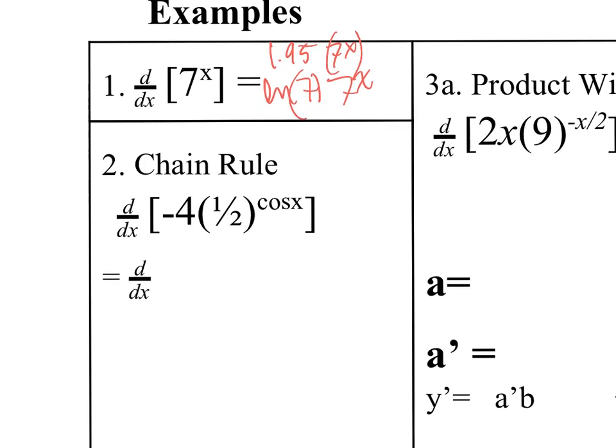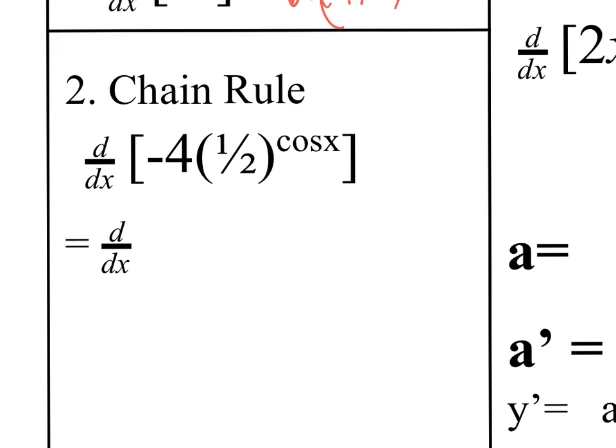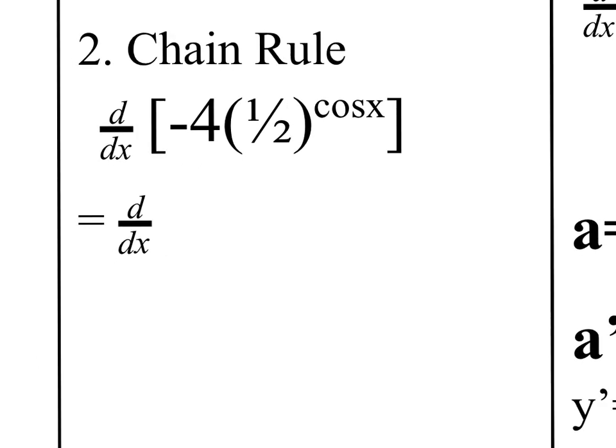Okay, so now let's look at a chain rule example. Now, what I would like you to do with questions like this, even though you might recall that I often forget to do this, is that -4 is a coefficient. It doesn't matter if I include that inside or outside the derivative. So I'm going to write this as -4 d by dx of 1/2 to the cos x. Whether I have -4 times 1/2 to the cos x and get the derivative of that, or I get the derivative of 1/2 to the cos x and then multiply by -4 at the end, I'm going to get the same result.